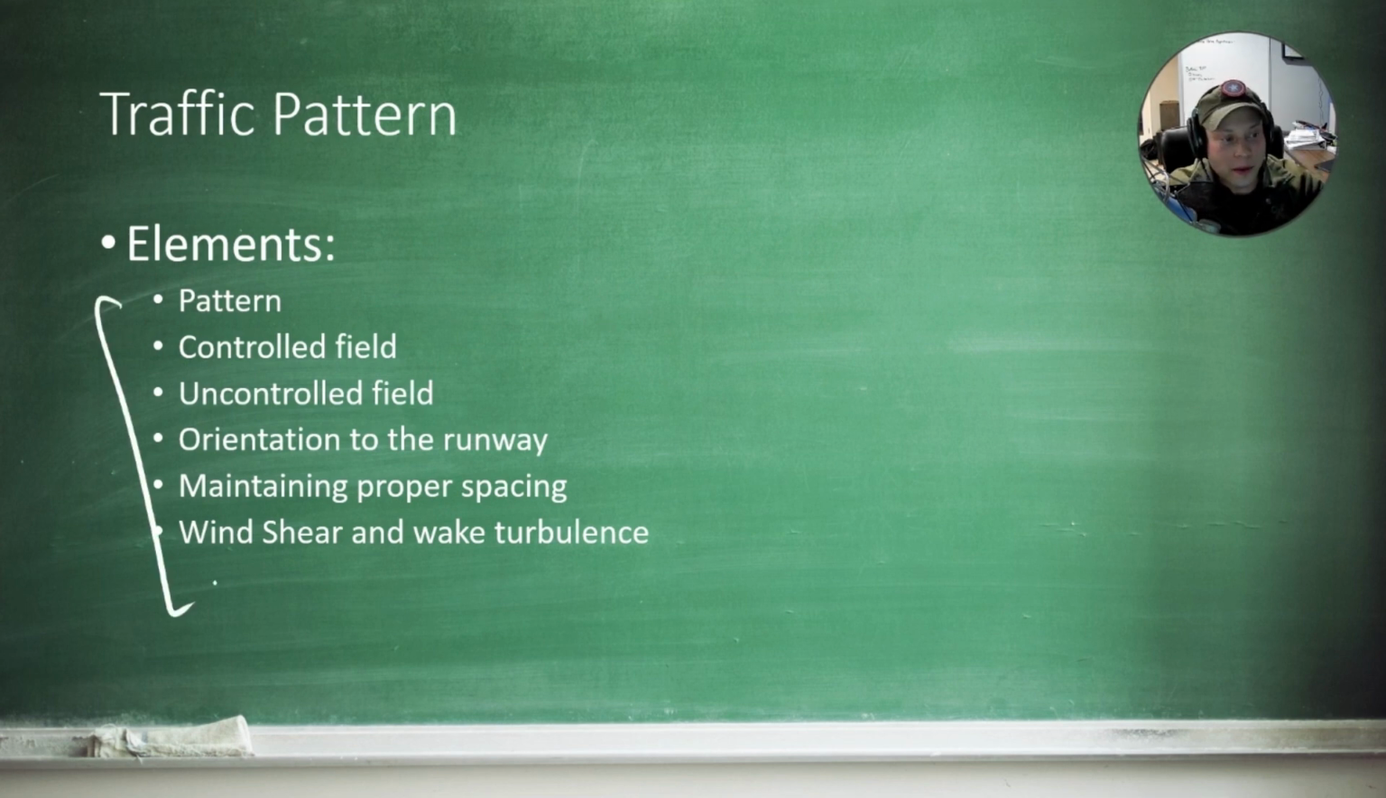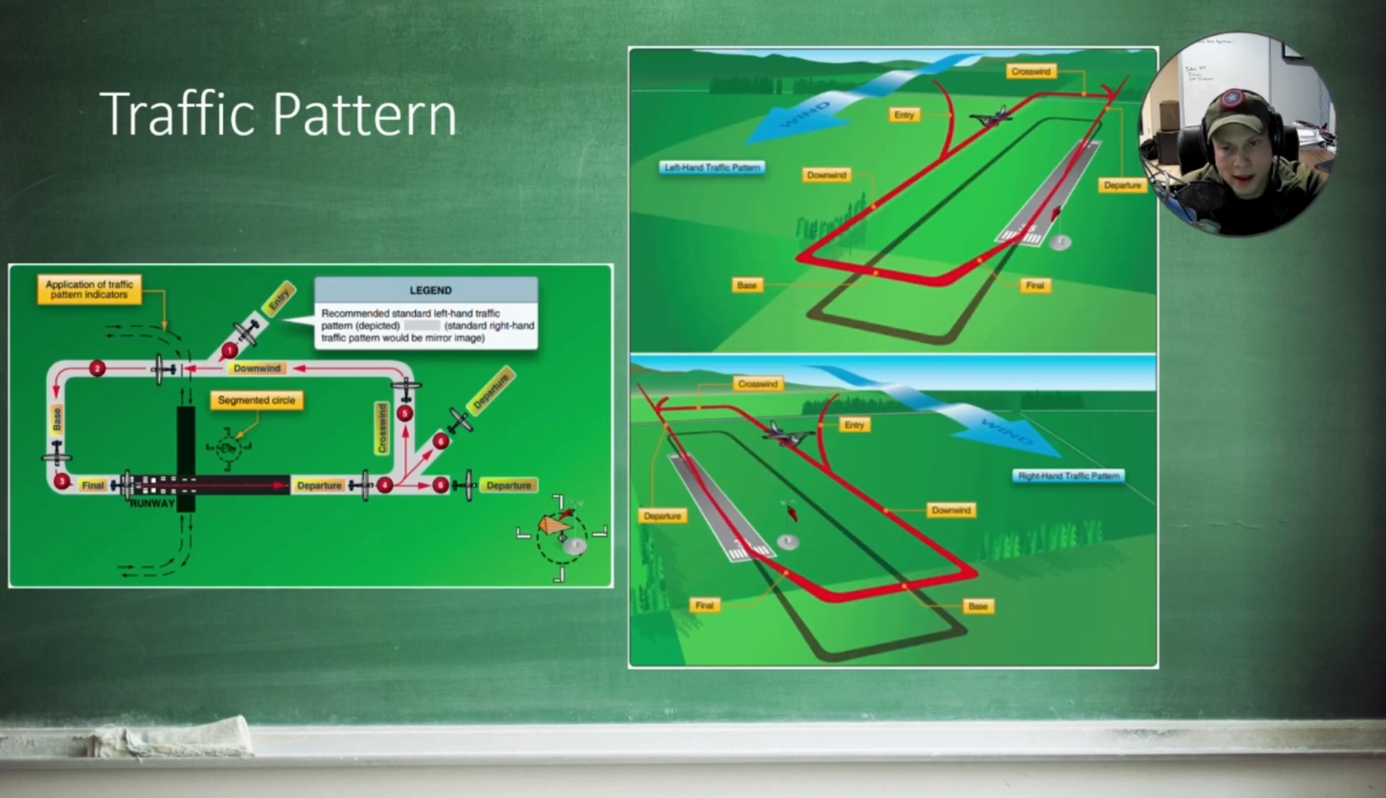The main elements we're going to talk about are the pattern, controlled versus uncontrolled, orientation to the runway, maintaining proper spacing, wind shear, and wake turbulence. Now, the pattern is something you're going to have to see basically every time you depart and every time you land. It's always going to be part of your flight, essentially. And it's standardized so that everybody knows what they're doing and we all do the same thing the same way.